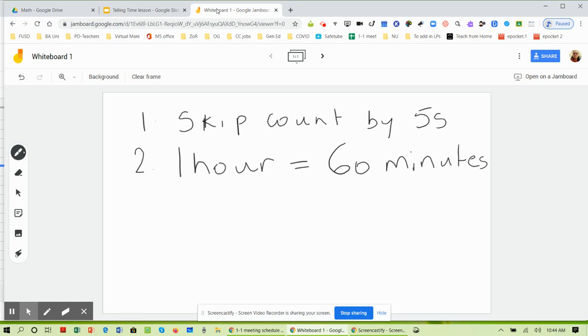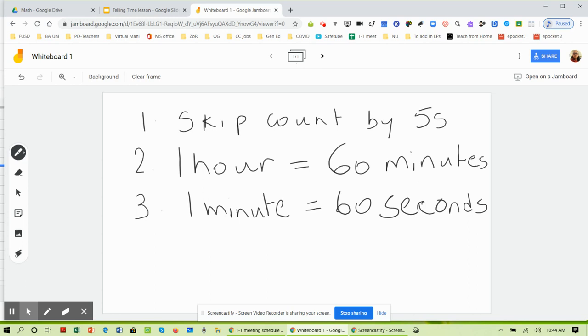And then the third thing that you need to know is 1 minute is the same as 60 seconds. Maybe my third graders need to know this, but second graders just definitely need to know 1 hour is 60 minutes. So we are going to see how this works.